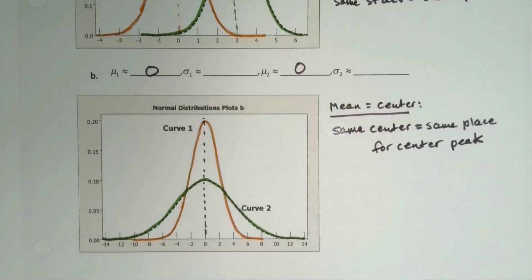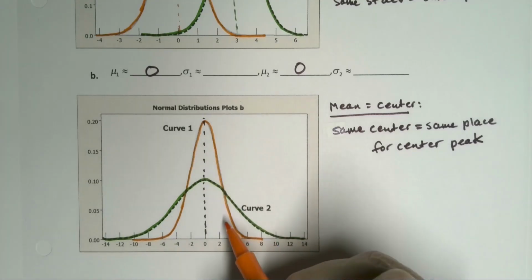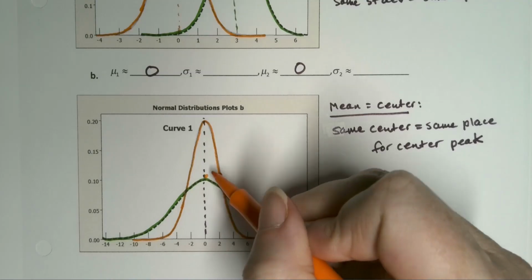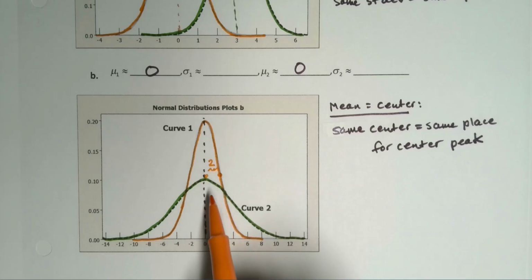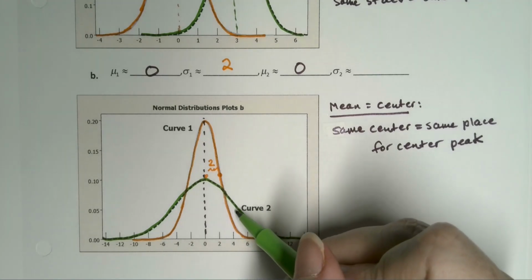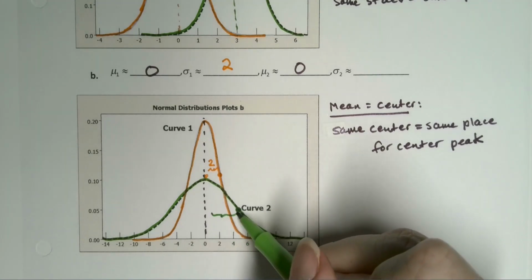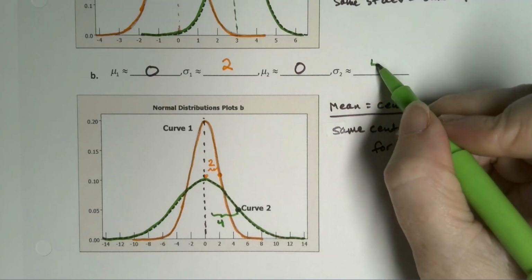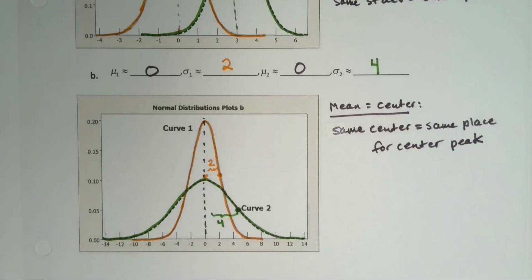All right, what about their standard deviations? Okay, so the standard deviation on this first one, it's a little bit above halfway. That distance right there is 2, from 0 to 2. So the standard deviation on the first curve is 2. The second curve has a standard deviation of 4, right? It's a little bit above the halfway spot. So about 4. What does this tell us?